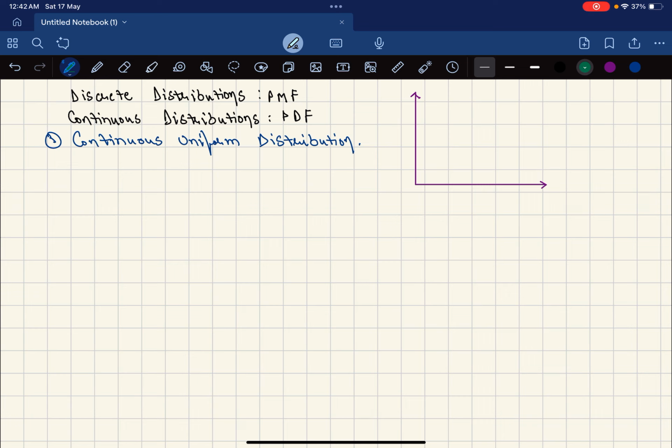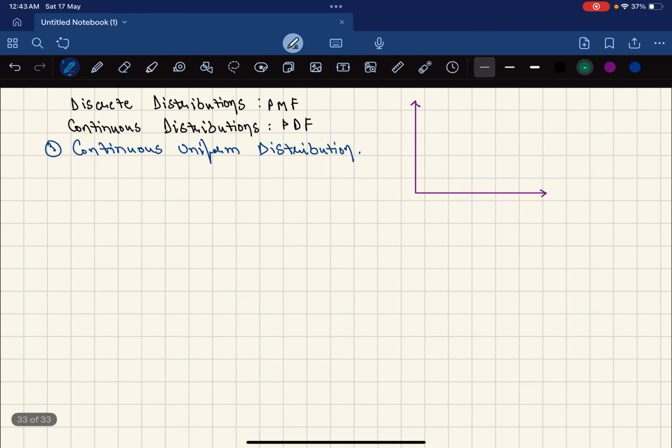Now that we have a good understanding of what a continuous distribution represents, so basically the values of a continuous distribution could range in a continuous scale and could have infinite number of values between any two possible values of the distribution. Now, the first distribution which we'll be looking at here is called a continuous uniform distribution.